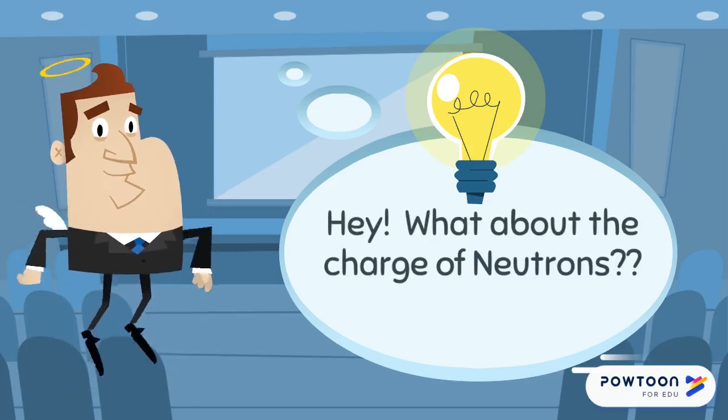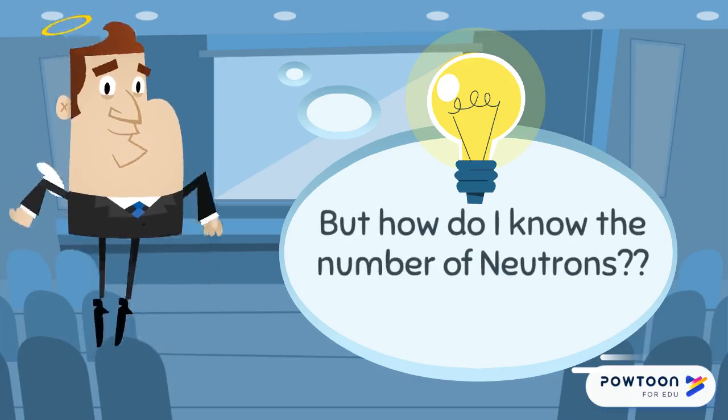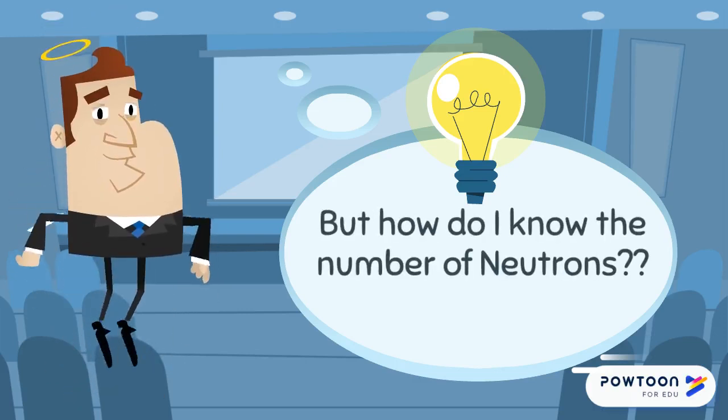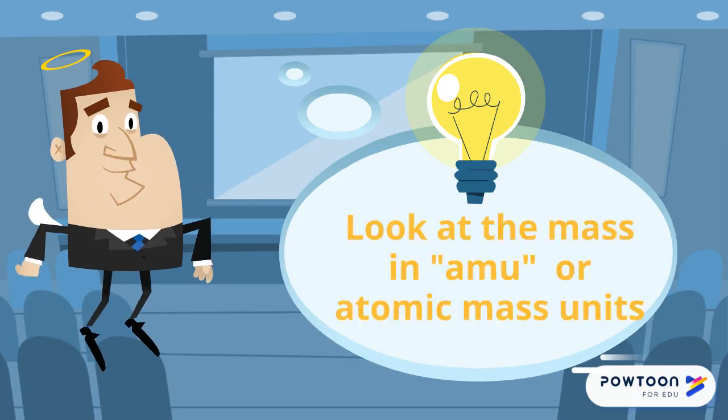That's a good question. Neutrons do not have a charge, so remember that protons have a charge of positive 1, electrons each have a charge of negative 1, and neutrons have no charge. Great question. The way this is done is by looking at the mass of the atom. The mass of the atom is given in AMU, or atomic mass units.